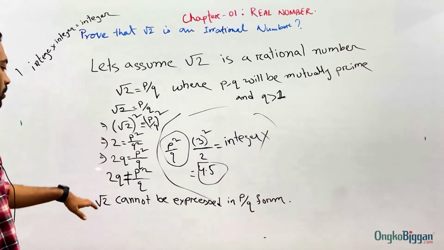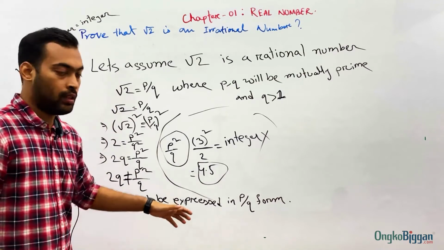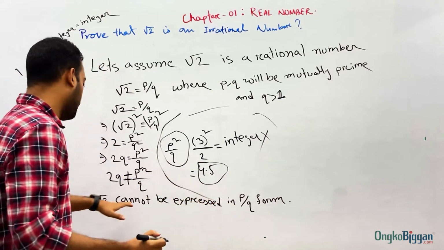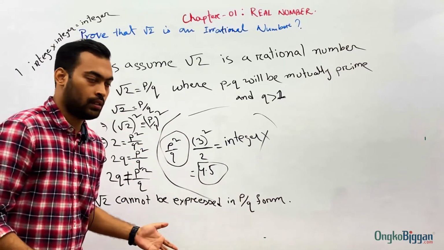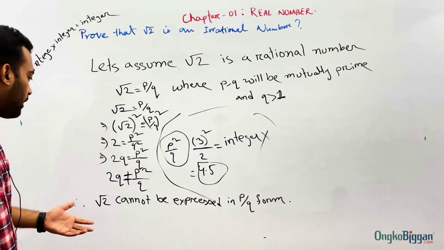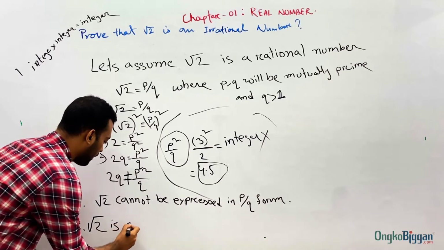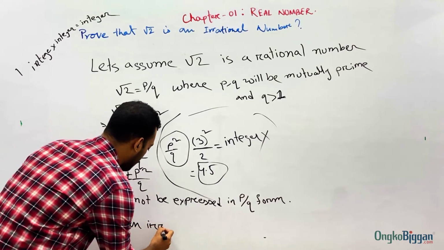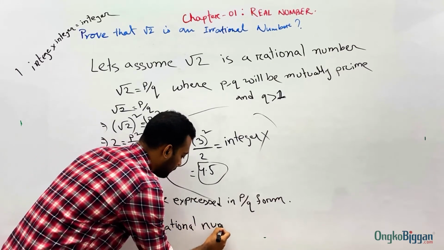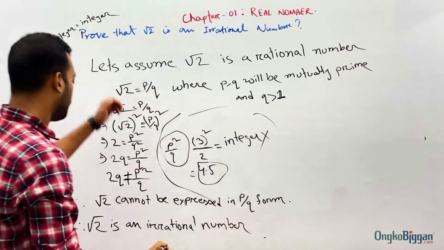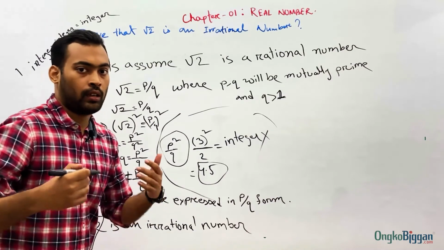Okay, so according to the characteristics of a rational number, we know that it should be expressed in p by q form, but root 2 cannot be expressed in p by q form. So that means this is not a rational number. So if it's not a rational number, what can we say? Root 2 is an irrational number. So this is how we have just proved that root 2 is not a rational number.